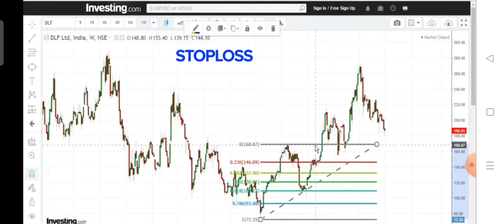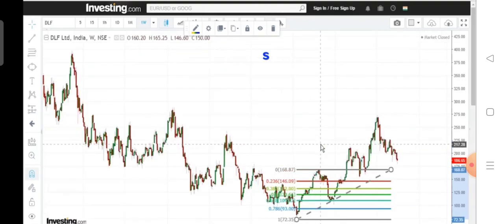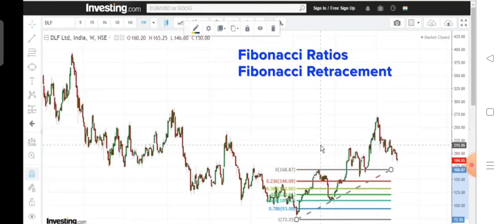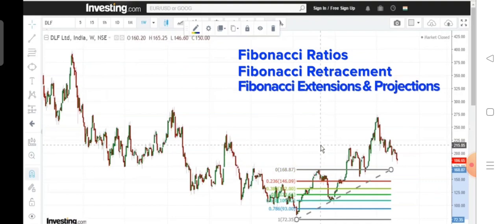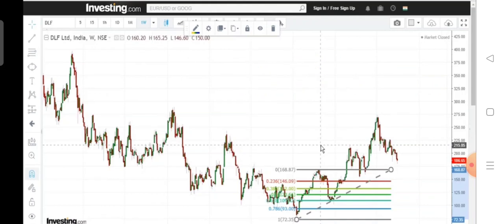So this is all about the Fibonacci ratios, the Fibonacci retracement, the Fibonacci extensions and projections that we had to discuss. In the course, we will find some written materials about various other Fibonacci tools. These 3 are most important, and we have completed them.